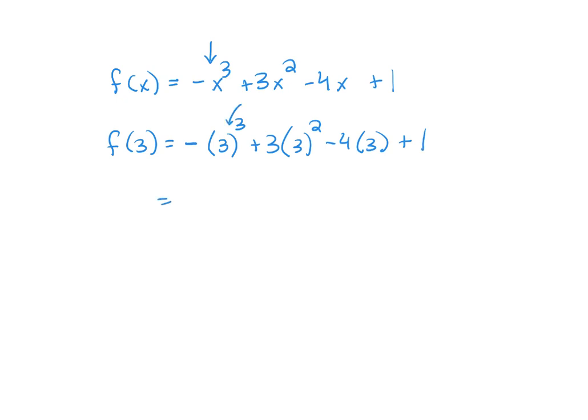So this is all positive. That's 27, but then the negative out in front. So negative 27 plus 3 times 9 minus 12 plus 1. Well, this is going to be 27. And negative 27 plus 27 will cancel. So I'm left with negative 12 plus 1 is negative 11.